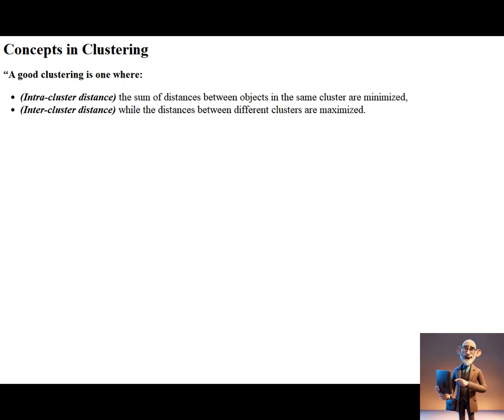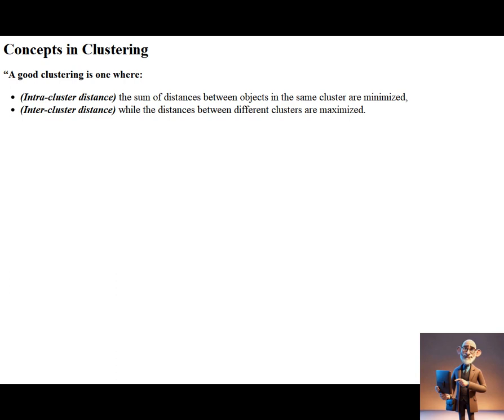The essence of a good clustering lies in two key components: intra-cluster distance and inter-cluster distance. Imagine you have a group of objects within the same cluster. The intra-cluster distance is all about how close or similar these objects are to each other. The goal here is to minimize this distance. By doing so, we ensure that objects within the same cluster share common characteristics or features. Think of it as creating tight-knit communities within the data where members are closely related. This minimization of intra-cluster distance enhances the cohesion of clusters, making them more internally consistent.